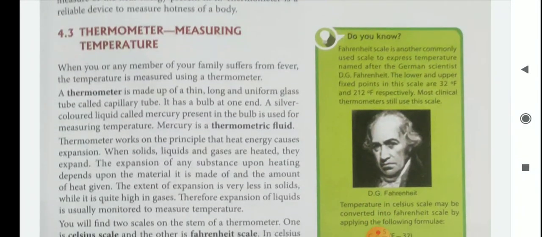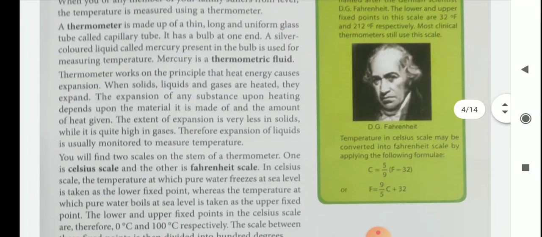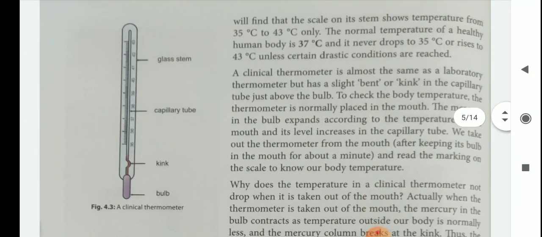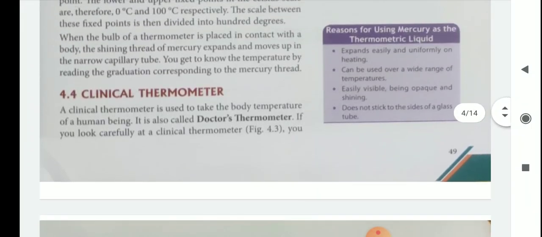A thermometer is made up of a thin, long and uniform glass tube called a capillary tube. It has a bulb at one end. A silver colored liquid called mercury present in the bulb is used for measuring temperature, and mercury is also known as thermometric fluid. Here you see one figure is given. This is the figure of a clinical thermometer. Inside the glass stem, a capillary tube is there, and inside the bulb, mercury is present.